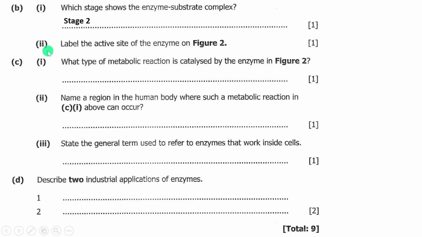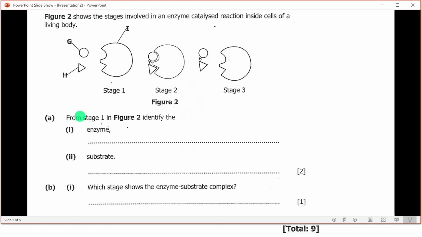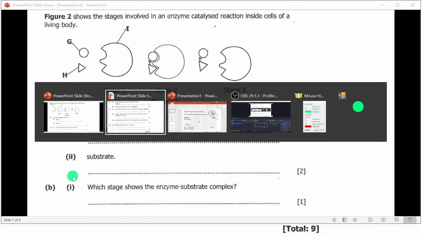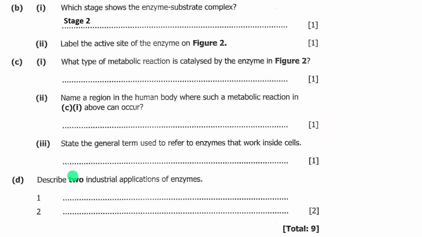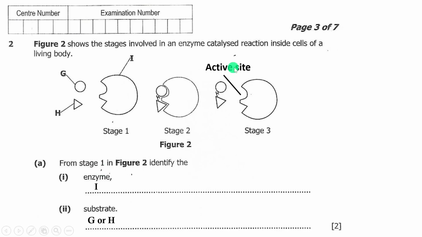stage 2. Then part 2 here says label the active site of the enzyme in figure 2. So the active site of the enzyme in figure 2 here is, okay, I didn't label here, so it should be just here. So I think, let me just reverse. So this is the part I labeled. So this part, which has got these shapes here, is what we call the active site.